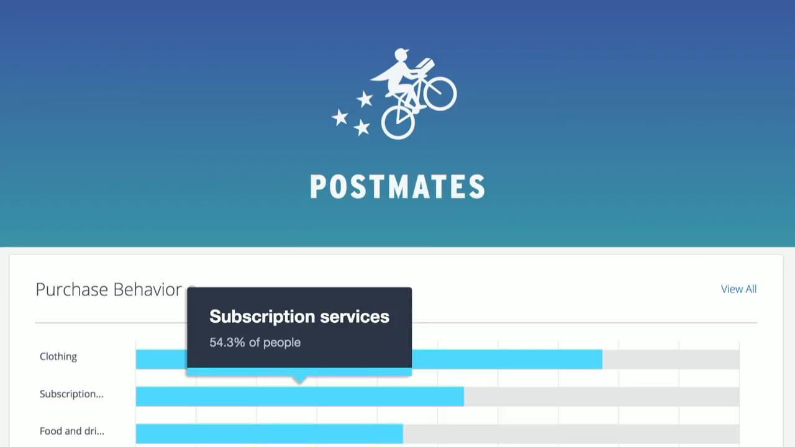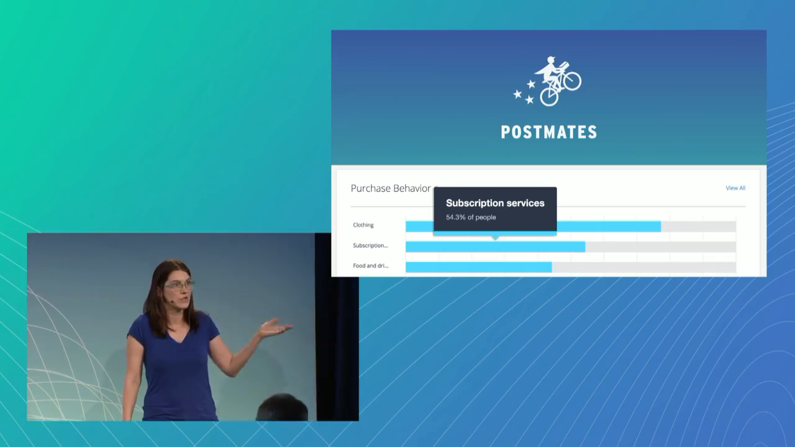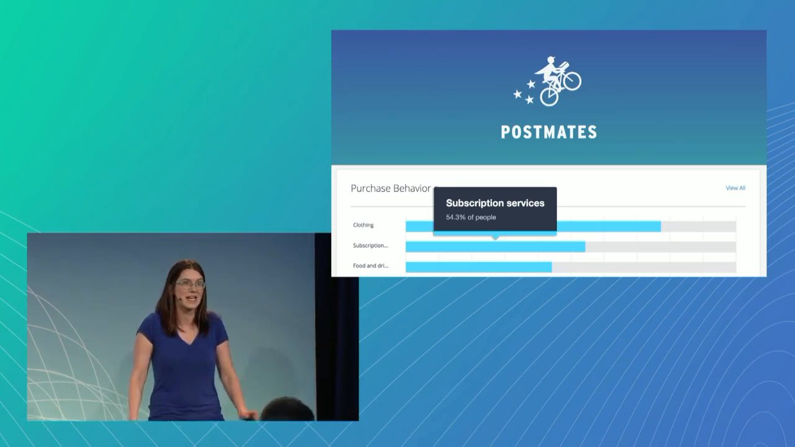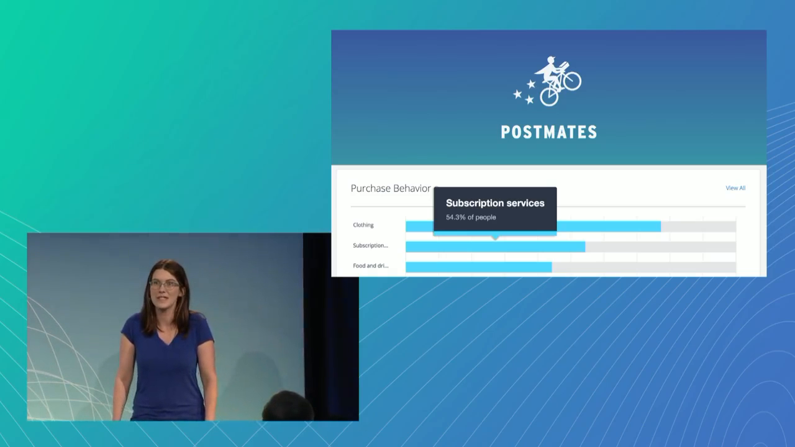They were also really excited when they saw the purchase behavior for their customers, because Postmates just launched a subscription service, and when they saw that over half of their users had subscription services, this was a great indication that their customers were open to subscription services. So these are just a couple of the examples of the deep insights you can learn using the People section.